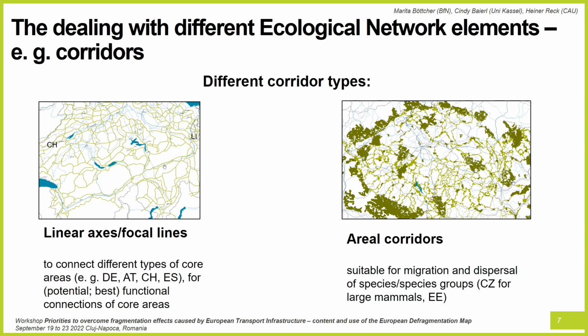We consider them as potential or best functional connections between core areas. On the other hand, on the right-hand side, you can see the Czech ecological network consisting of area corridors. That means they are really suitable for migration and dispersal of species or species groups. The Czech Republic has these identified for large mammals, for example. We have such area corridors in Estonia as well, and the Carpathian corridors also have these area corridors.